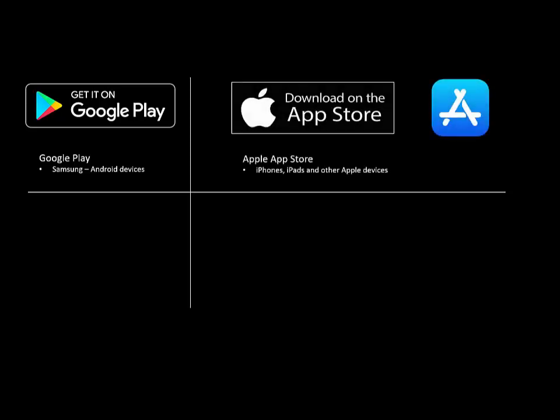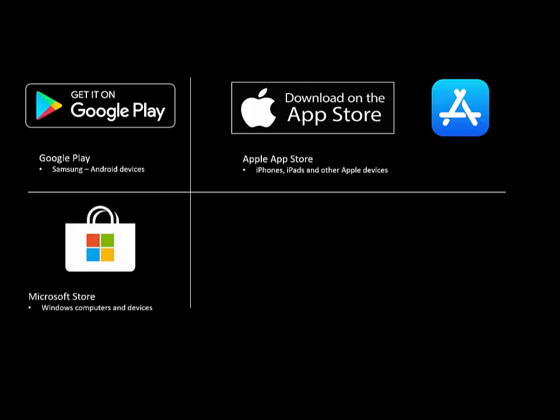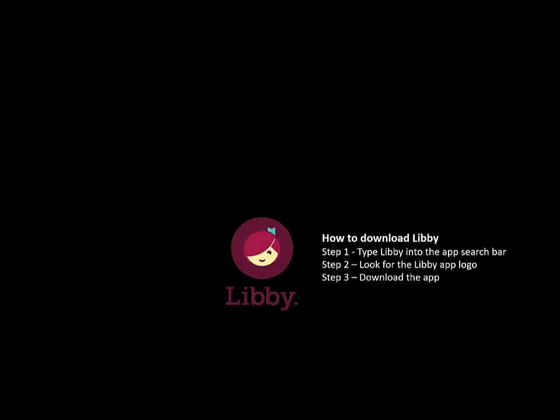To begin, you can download Libby through Google Play for Samsung and Android devices, the Apple App Store for iPhones, iPads, and other Apple devices, and the Microsoft Store for Windows computers and devices. After you've opened any one of these applications, be sure to type Libby, L-I-B-B-Y, into the app search bar. Step 2 is to look for the Libby app logo to make sure you've got the right app, which you can see over here on the left. And then step 3 is to download the app.